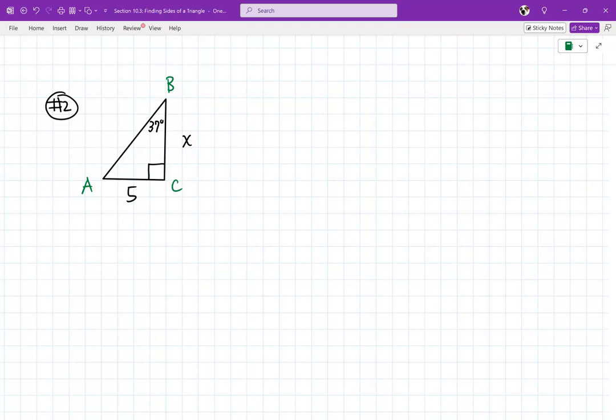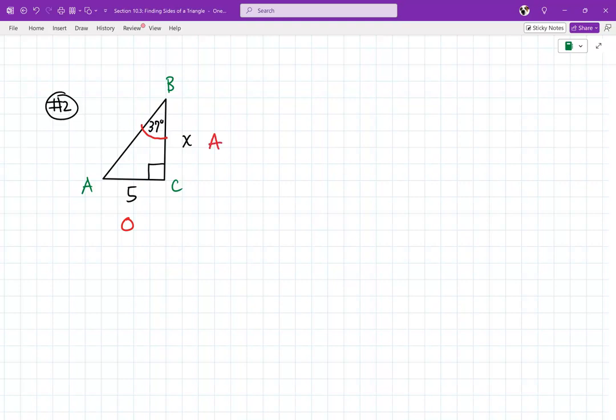So, all right, we have triangle ABC. We have an angle of 37, and then we have a 5 and an X. Let me highlight the 37 here, because that's the angle that's going to be used. The side that is empty, that's my hypotenuse, but I'm not going to label it. There's nothing there, so who cares, right? What about the side 5? Is 5 my opposite or adjacent? Opposite. What about X? Adjacent.